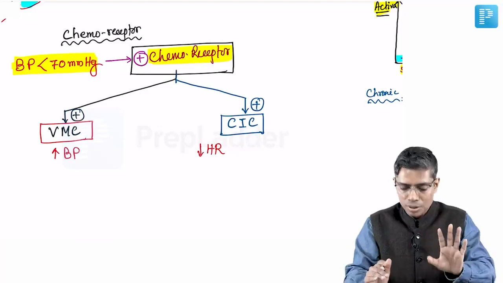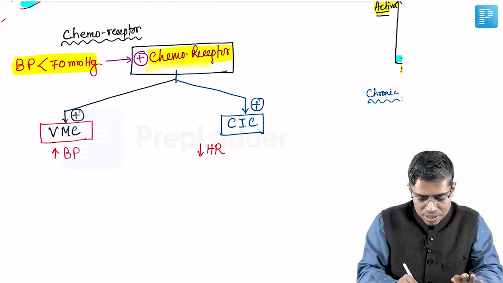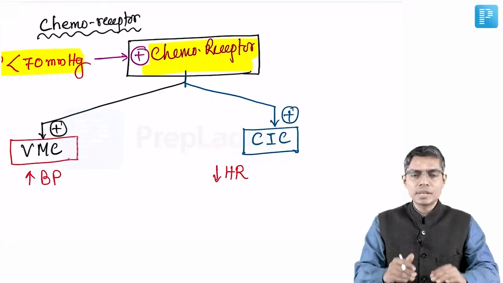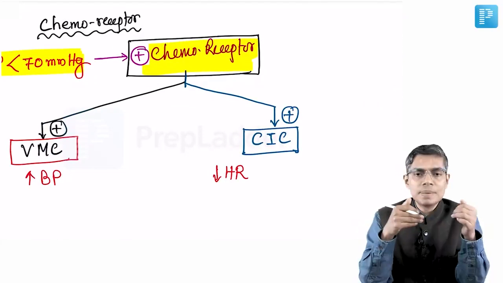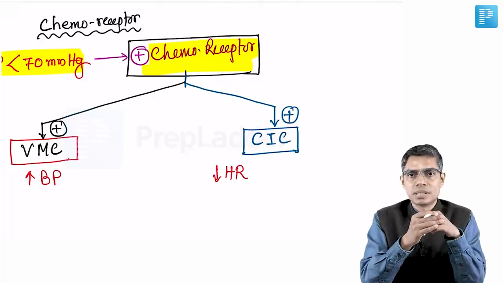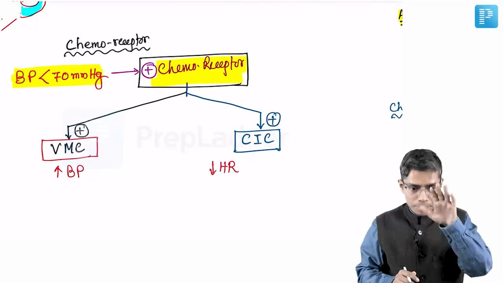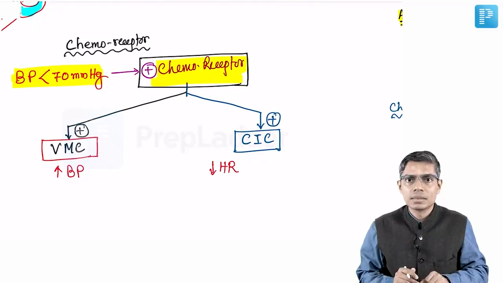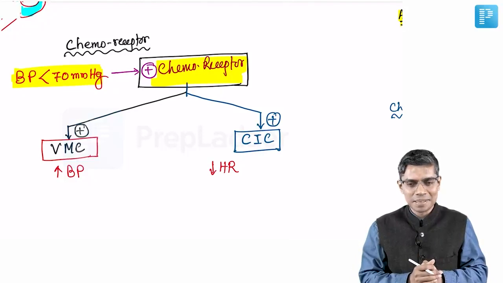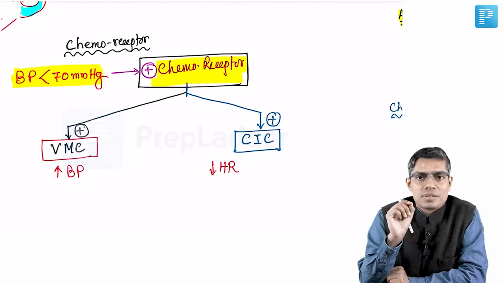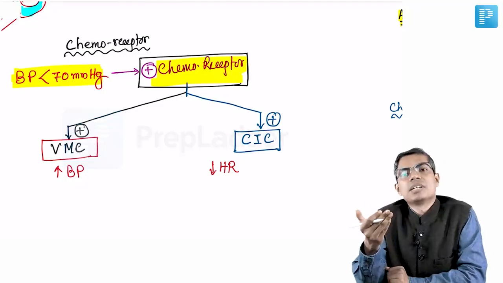But hold on, this is not complete, because if it is complete then you will be very, very confused. Why? Because just now I told you the chemoreceptor is stimulated when the BP is lesser than 70 millimeter of mercury. If the BP is less than 70 millimeter of mercury, do you think bradycardia is going to happen? The answer is no. So what is the other thing that you have to remember here? What is the main effect of chemoreceptor stimulation? Or let me put the question in a different way.